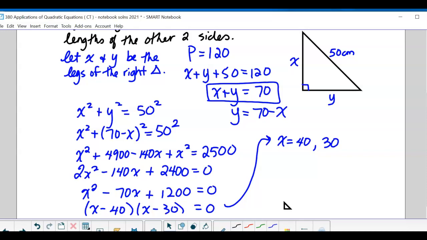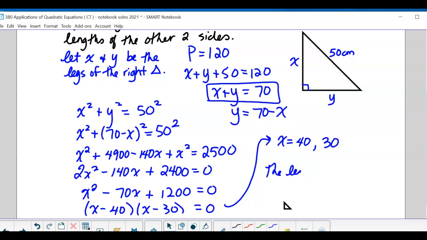Okay, so you get two possible values for x. So if x equals 40, put it back in here and you get y equals 30, which is the other x value. Remember, sometimes the x's aren't actually your final answer. In this case, it does give each other, okay? But you want to write a statement.